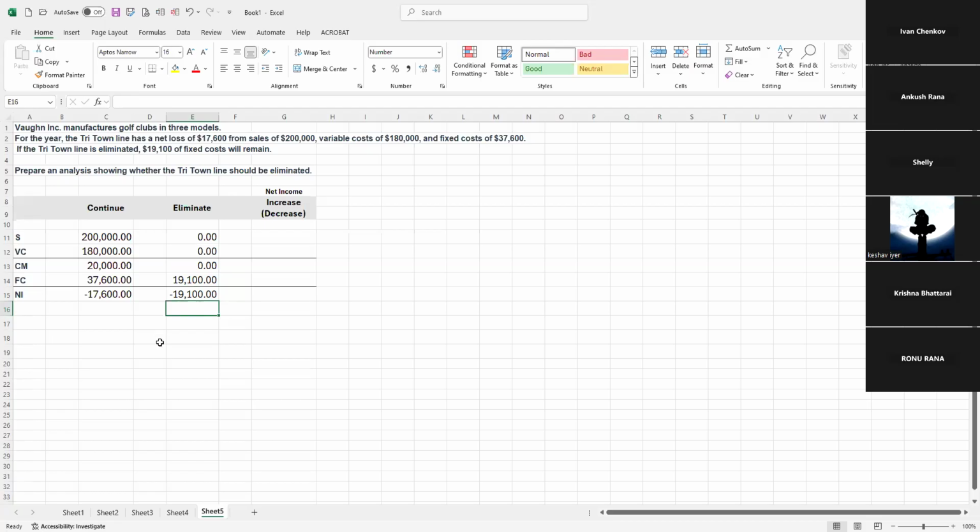Again, on which scenario am I losing less? Continue. Should I eliminate it? No. Why? Because if I eliminate it, then I pay more. I'm going to lose additionally, how much is that? $1,500, right? Can you see it? Yeah. Okay.